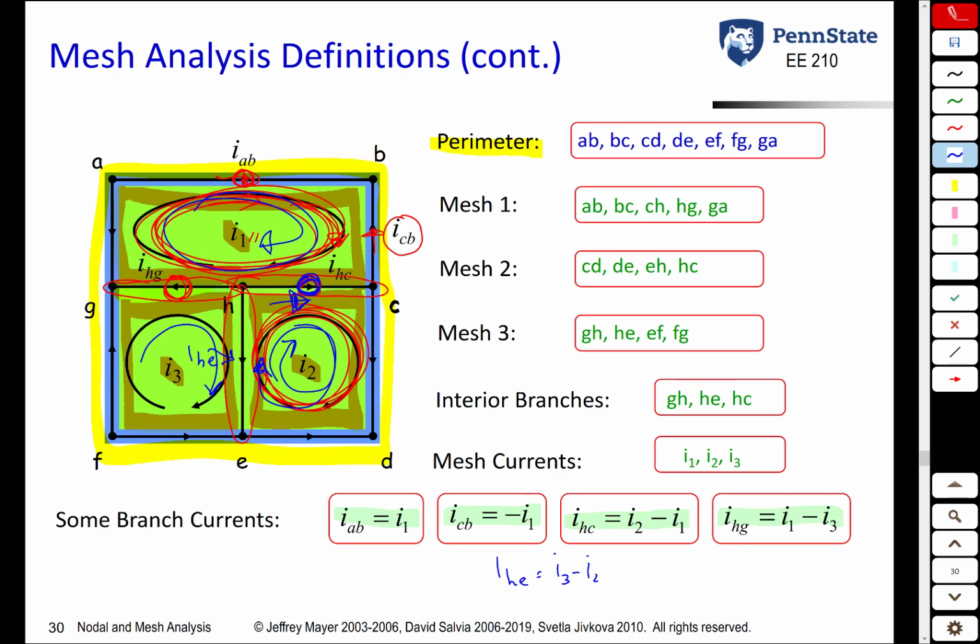So once again, if you define all of your mesh current variables as clockwise, when you get these interior branch currents, it's always going to be one current minus another. Anyway, it's extremely important that you understand the distinct difference between mesh currents and branch currents, because you're going to need that understanding in order to do this algorithm. So let's get to the algorithm.